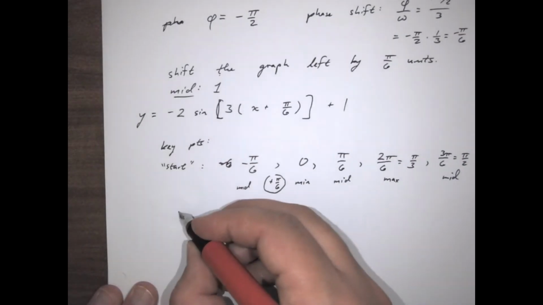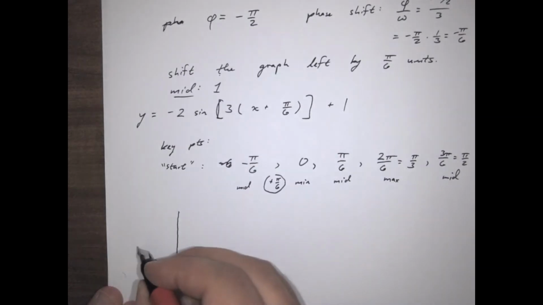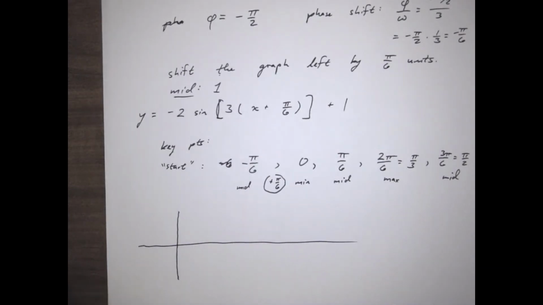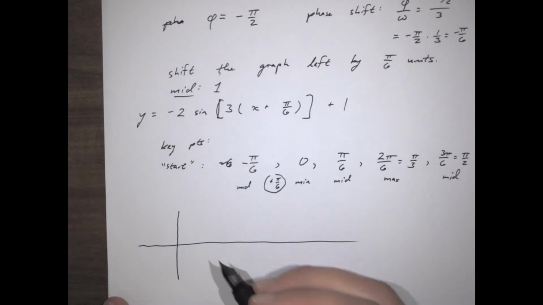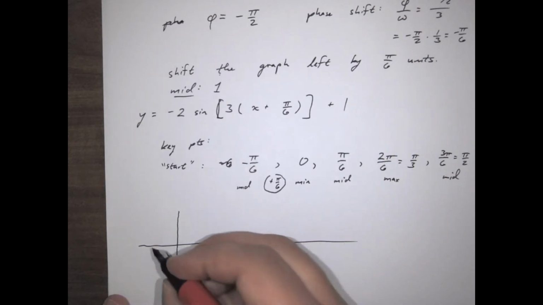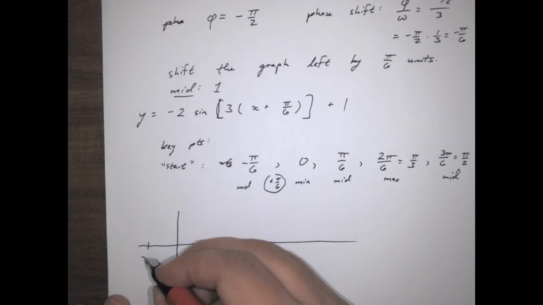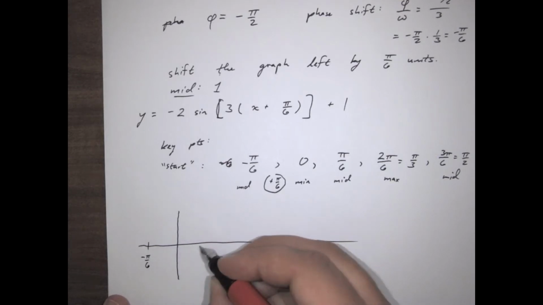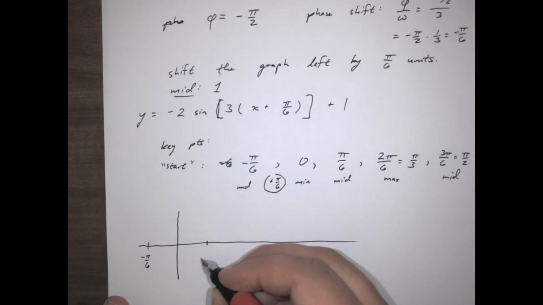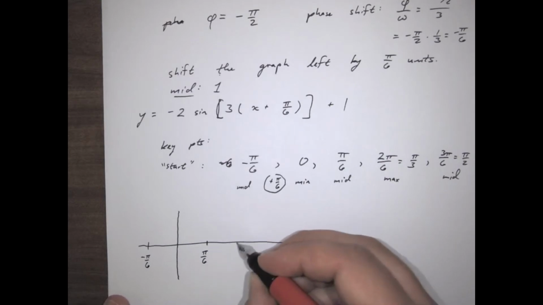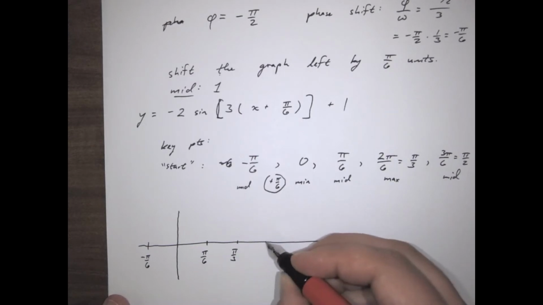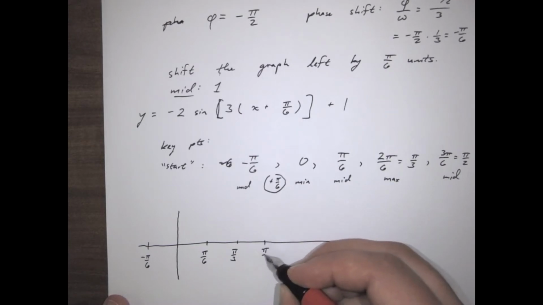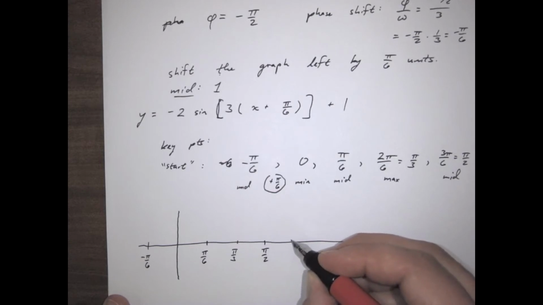Okay, so now we've got the information that we need in order to produce the graph here. The important thing to note is the period is 2 pi over 3, or in other words, 4 pi over 6, just for the record. So it's going to be negative pi over 6 is important to us, positive pi over 6, 2 pi over 6, in other words, pi over 3, 3 pi over 6, in other words, pi over 2, 4 pi over 6, in other words, 2 pi over 3.